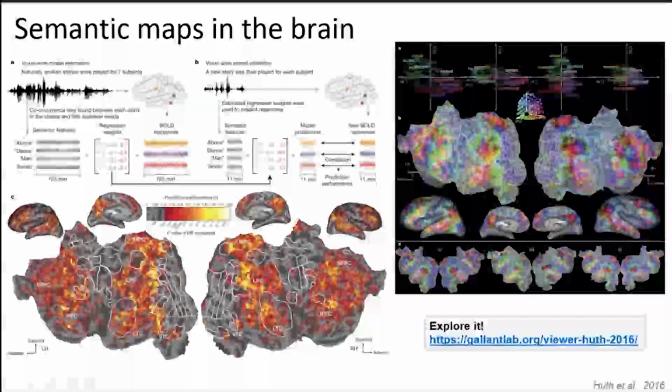Okay, and if you want to explore that further, you can go to this link and you can input any word that you want, and it will tell you which brain areas his model predicts will activate for a given word. Right, so that's pretty cool. I recommend putting in your own name and seeing which brain areas this model predicts will activate when you put in your own name.